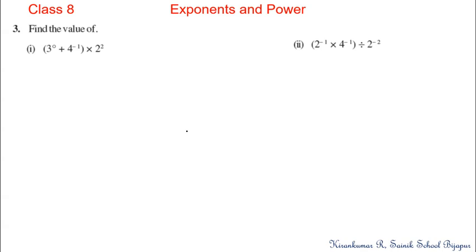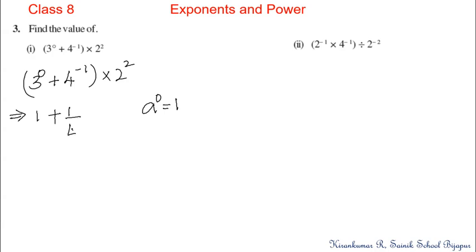In the third main question, we have to find the value using the law of exponents. Here, the first question, we have 3 to the power 0 plus 4 to the power minus 1 into 2 to the power 2. 3 to the power of 0 is 1. I'll be writing the reason here because a raised to the power 0 is 1.